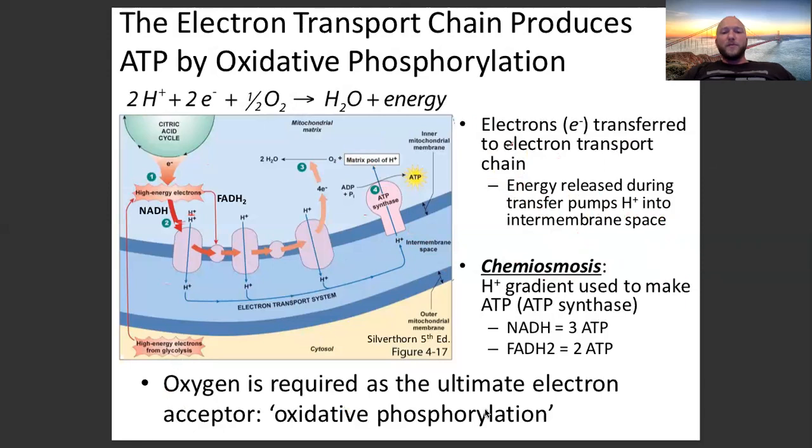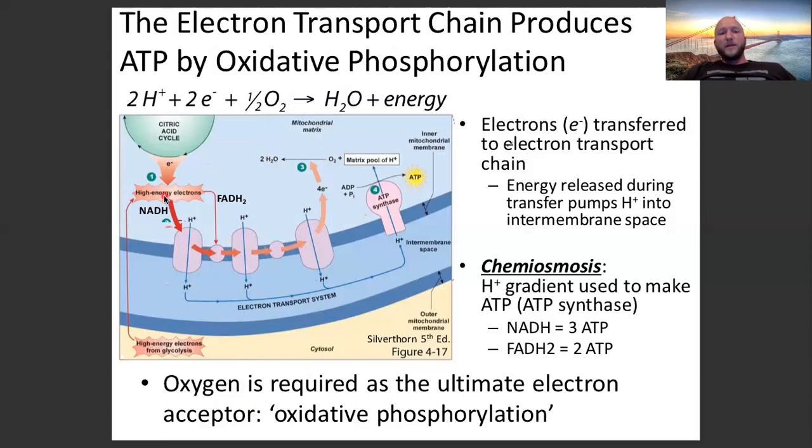Oxygen is required for this process and is the ultimate electron acceptor. So oxygen sucks those high energy electrons through this process. There's this electron chain, and the place where those electrons end up is on oxygen. And when those electrons end up on oxygen, it turns an O2 into H2O.